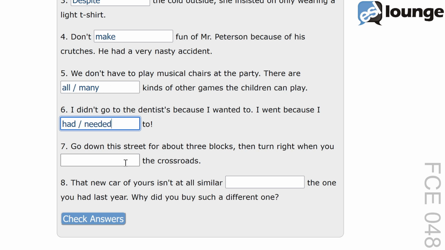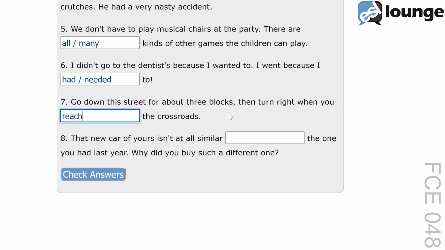Question 7. Go down this street for about 3 blocks, then turn right when you blank the crossroads. The correct answer is reach. Reach means to arrive at a place. For example, call me when you reach the station. Another example is, she finally reached the top of the mountain.